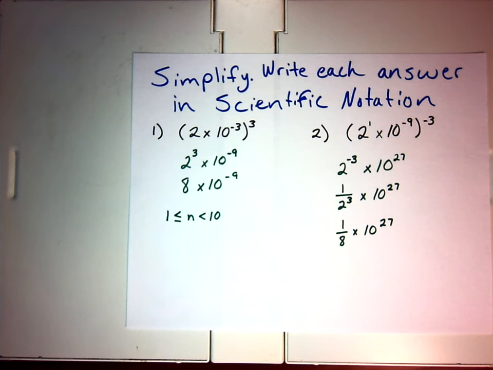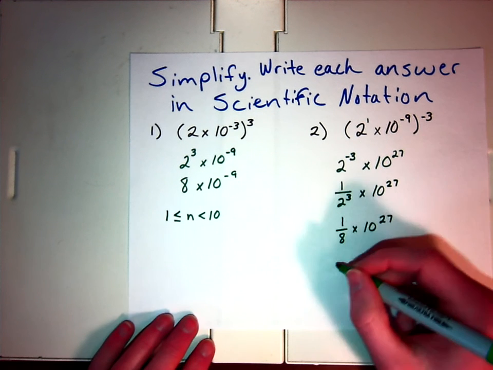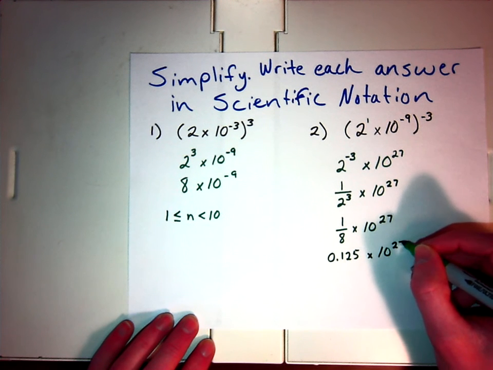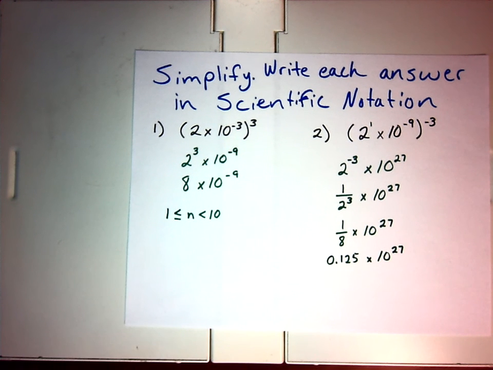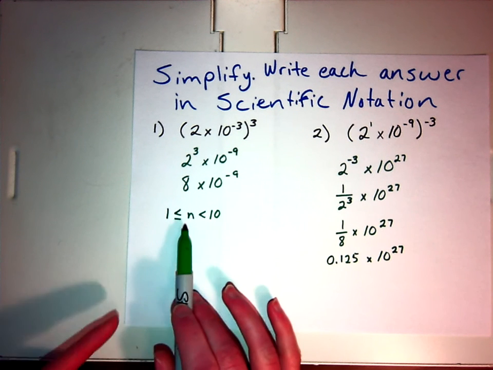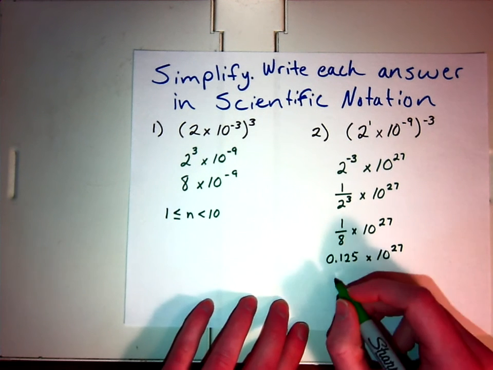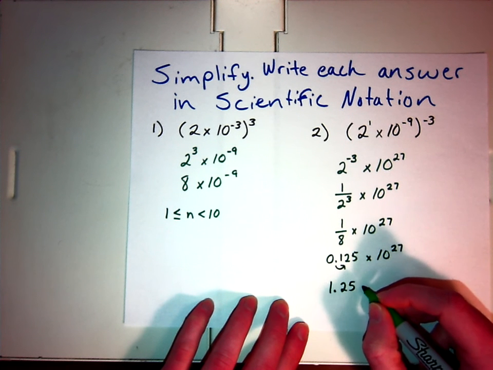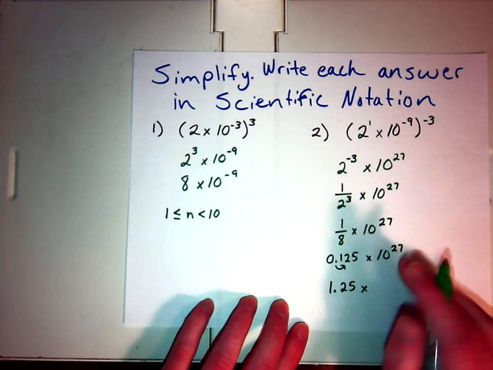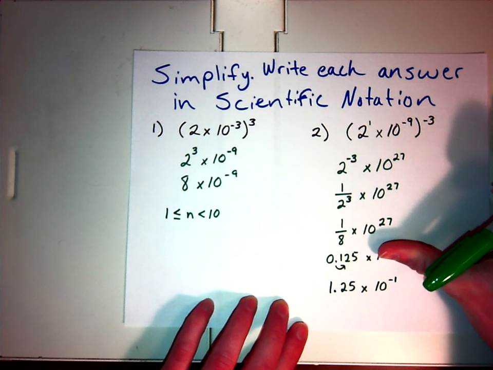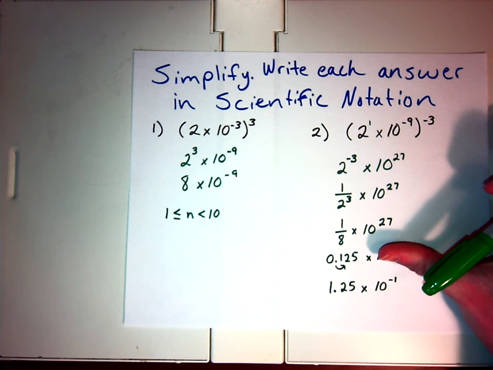Okay? So 1 divided by 8, I could turn it into a decimal. I could get this, 0.125 times 10 to the 27th power. Is this in scientific notation? It's not yet, because this is below the number 1, right? It would not make that statement there true. So what we need to do is move the decimal 1 place. We'd get 1.25 multiplied by 10 to the negative 1, and this would be like saying, if we were just doing this problem, to turn that into scientific notation, 0.125 would be turned into scientific notation like this.